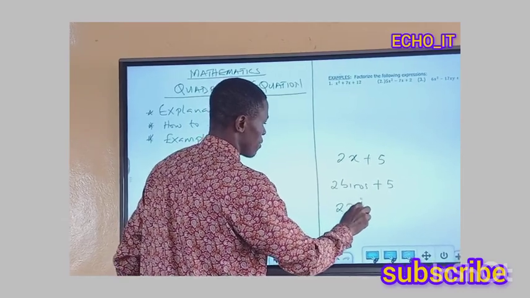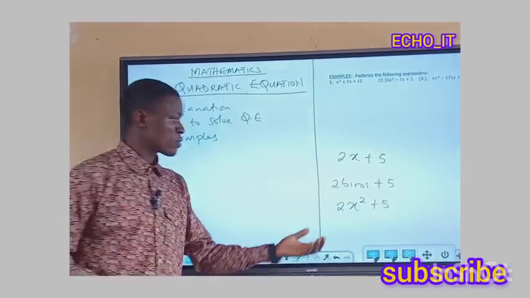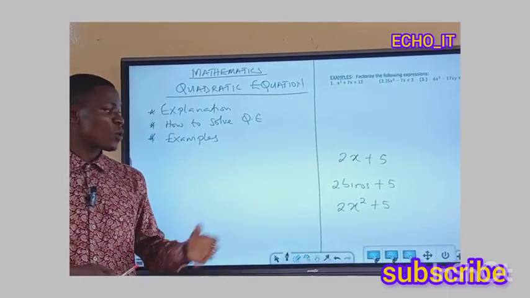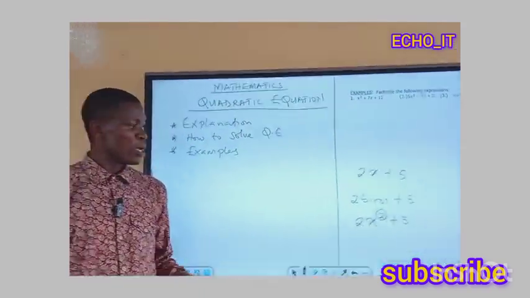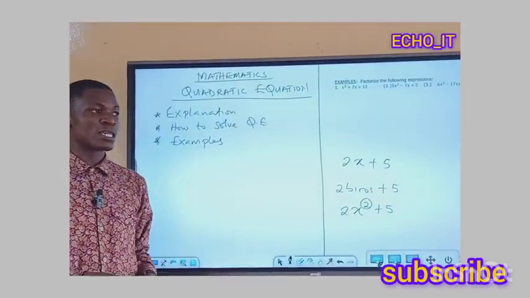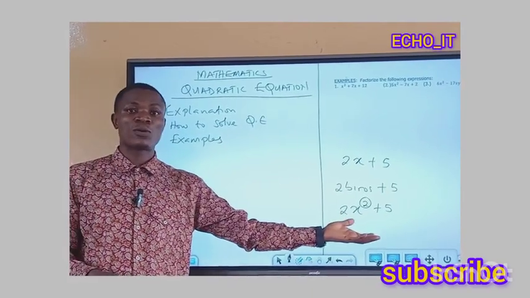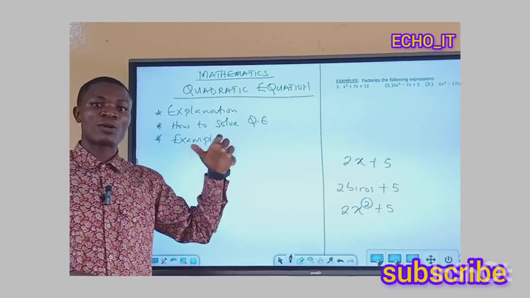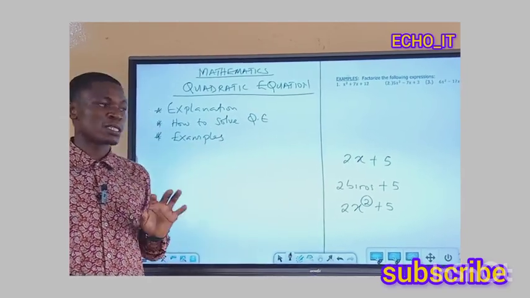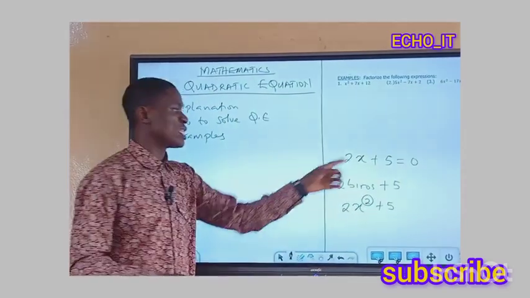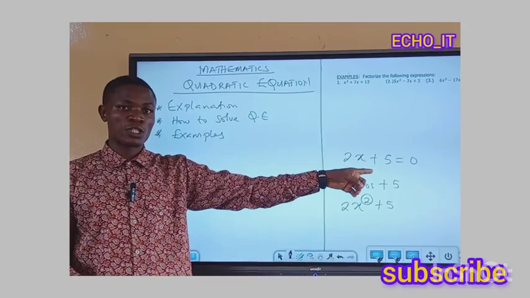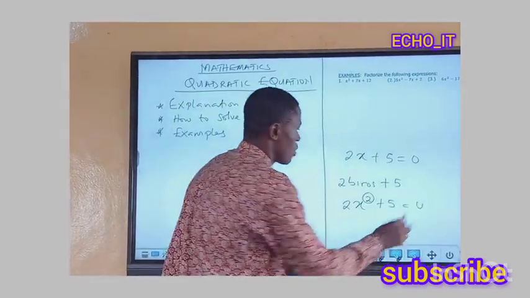It becomes quadratic when the degree of x is now 2. We have 2x squared plus 5. So this is now quadratic. It is quadratic because of the degree of x, which is 2. This is called a quadratic expression because it is not an equation. Like I explained earlier, an equation comes with an equality sign. So if I make this equal to 0, this becomes a linear equation, and this becomes a quadratic equation.